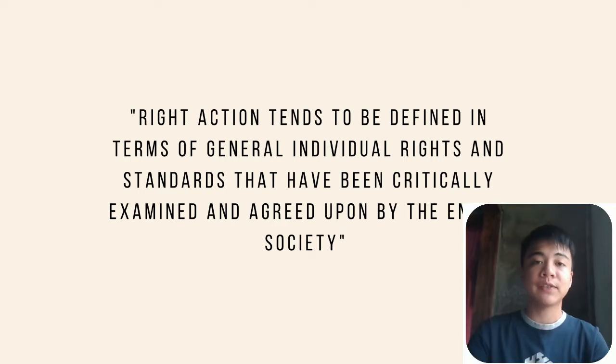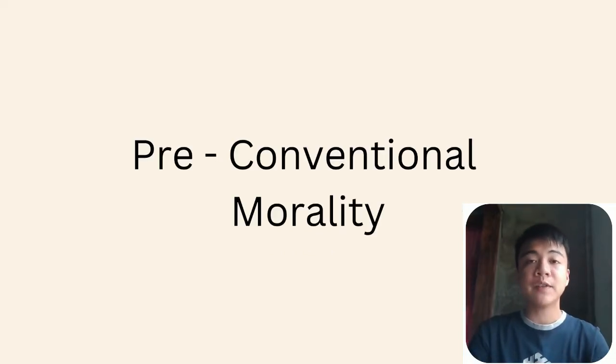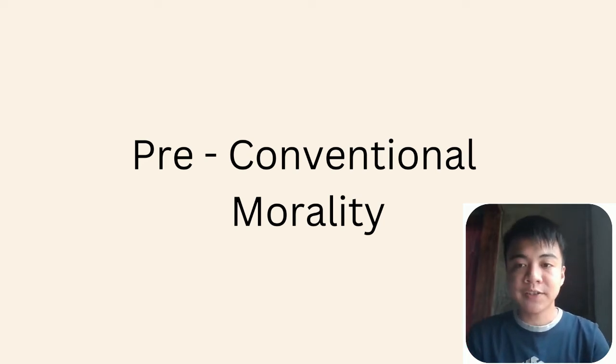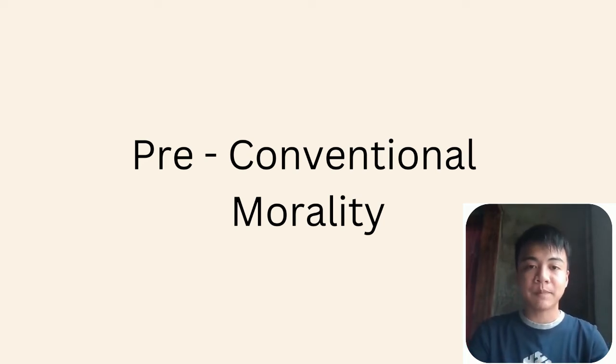What are these three levels? The first level is the pre-conventional morality. Pre-conventional morality is the earliest period of moral development. It lasts until around the age of 9. At this age, children's decisions are primarily shaped by the expectations of adults and the consequences for breaking the rules. There are two stages within this level.